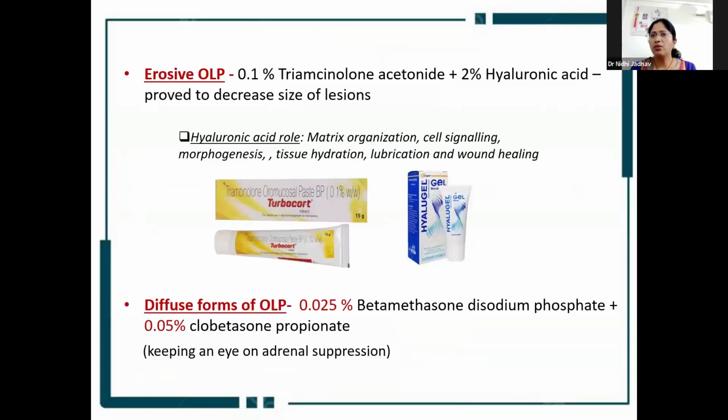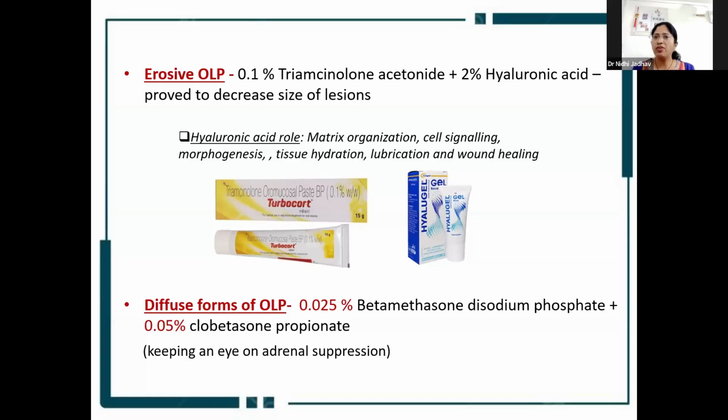Now, coming to the erosive oral lichen planus, the combination of 0.1% triamcinolone acetonide with 2% hyaluronic acid has been found to decrease the size of the lesions. Why? Because hyaluronic acid helps in matrix organization, better cell signaling, morphogenesis, hydration of the tissue, lubrication, and accelerated wound healing. So there are studies which have mentioned that this combination works well for the erosive oral lichen planus.